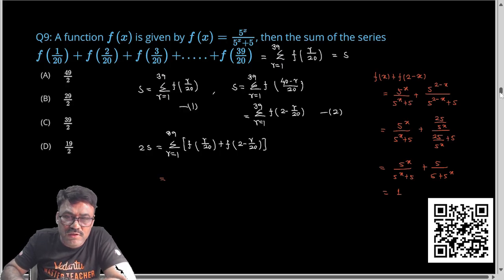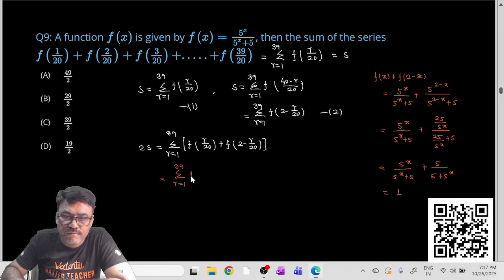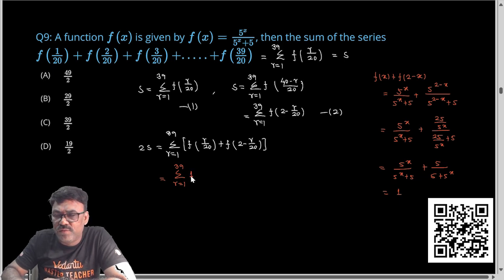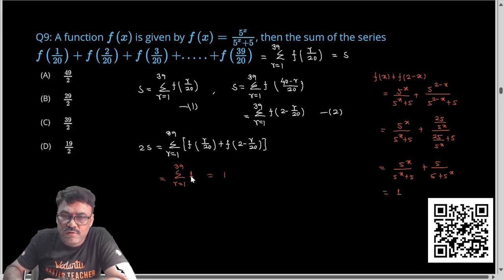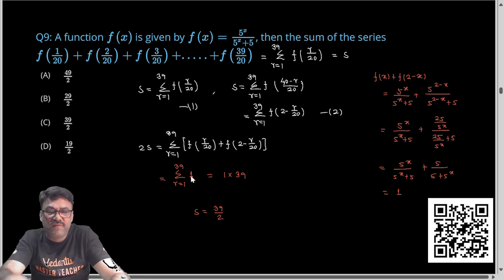So you can say that this sigma is sigma r varying from 1 to 39, and this f of x plus f of 2 minus x is 1. So now it is constant summation. Constant summation means constant multiplied by number of terms. The 2s is 39. So hence s will be 39 by 2. Means option C is the correct option here, 39 by 2.